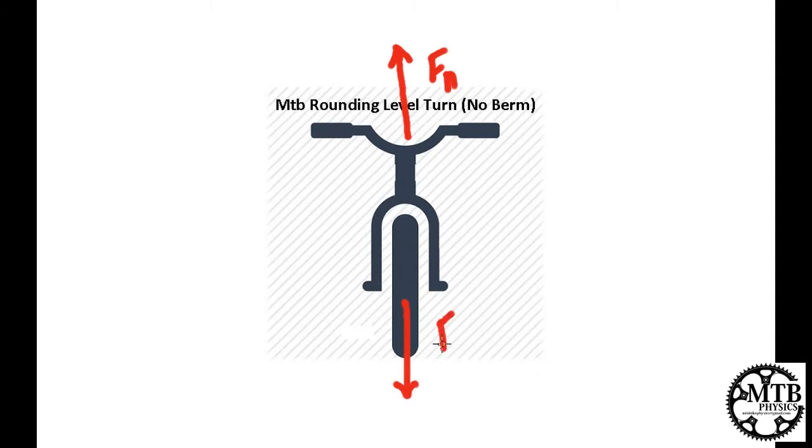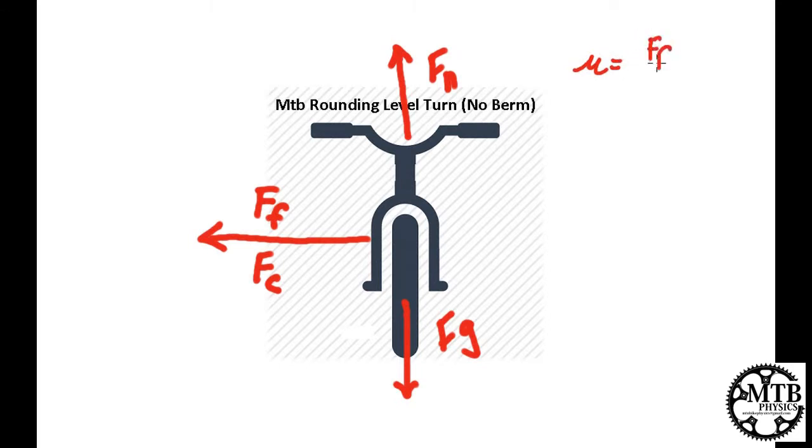the force of friction. If you notice, our force normal and our force due to gravity are equal but opposites. They cancel each other out. The only thing that's holding our bike on the trail then is our centripetal force, which is created by a force of friction. We're going to use our coefficient of friction equation, which says mu equals force of friction divided by normal force. Rearrange it.